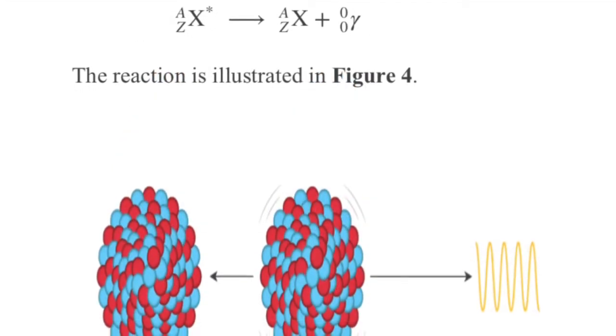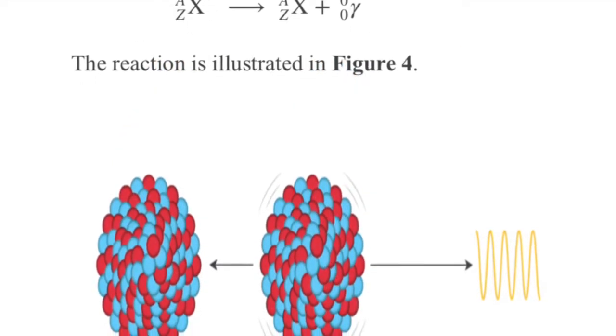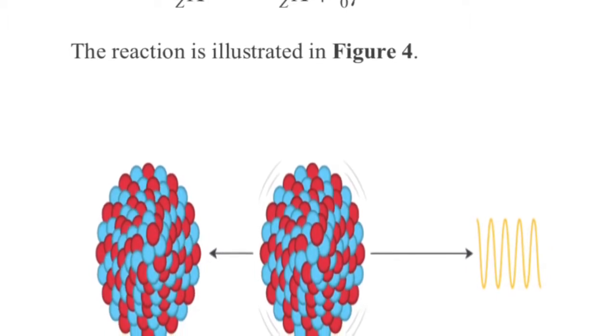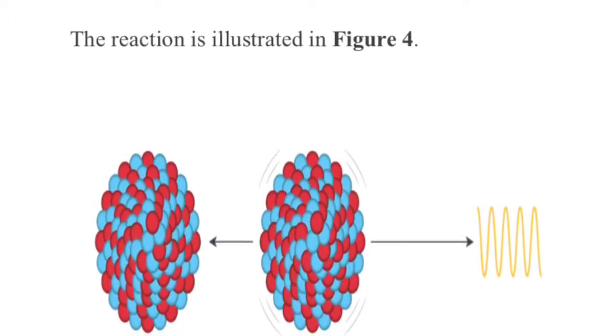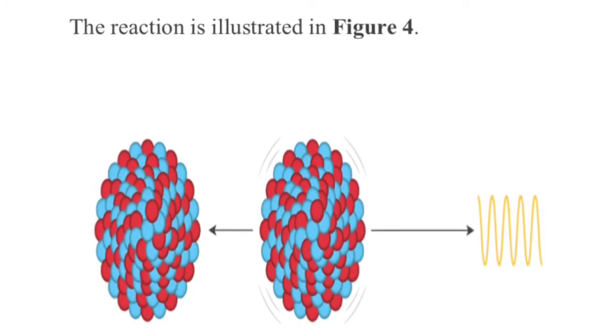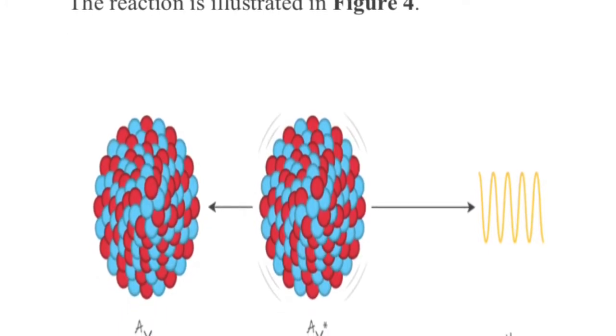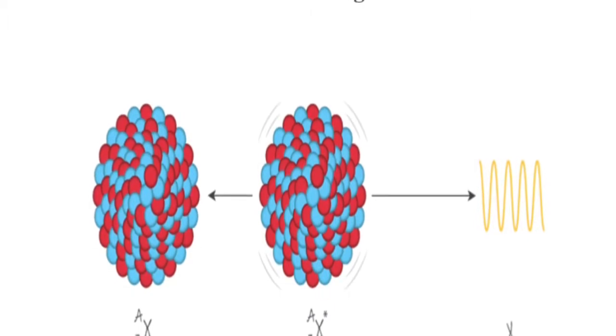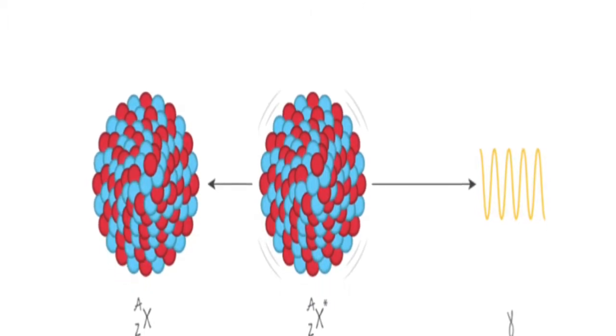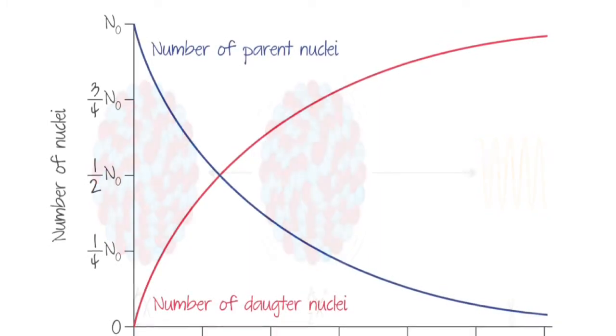In a gamma decay, an excited nucleus transfers its high energy by emitting a photon with frequencies in the gamma region of the electromagnetic spectrum. This radioactive decay does not result in a transmutation. There is no change in mass nor atomic number.